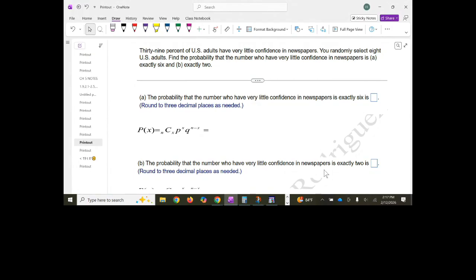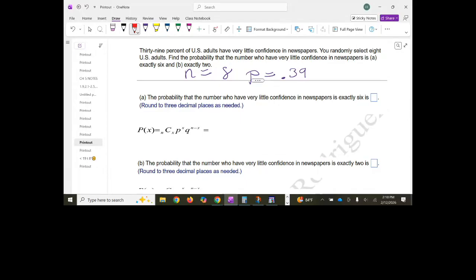Okay, let's break a couple of things down here, y'all. The first thing we're going to do is look for a value of n. How many people did we randomly select? 8. Okay, let's find our value for p. What's the percent of people, written as a decimal, that say they're not sure what was written in the newspaper was accurate? 0.39.